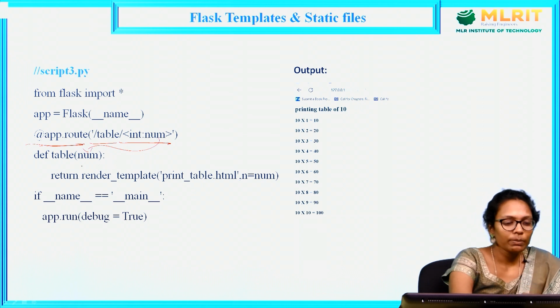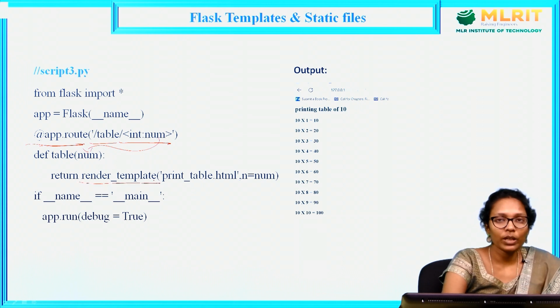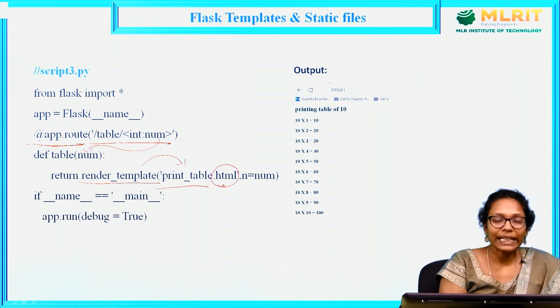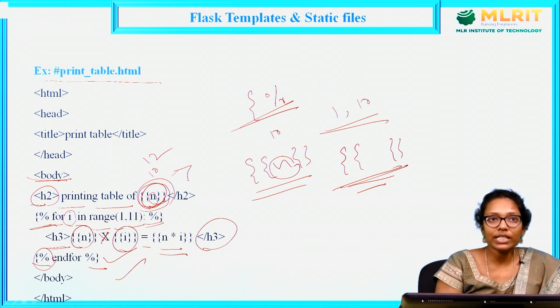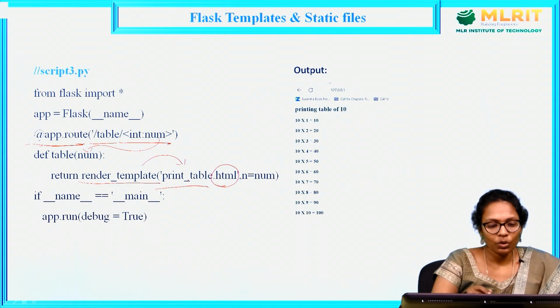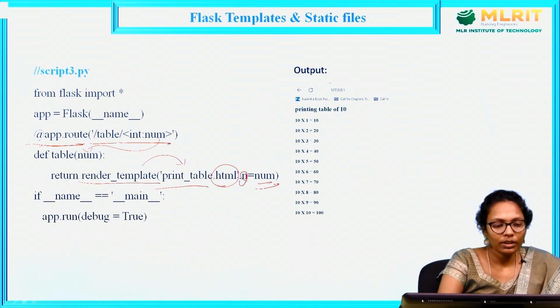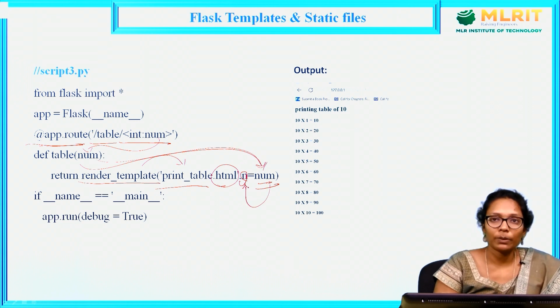So what this table method is doing, it is render_template. It is calling the HTML file. It is including the HTML file. What is that HTML file name? print_table.html. But what that file needs, it needs the n value. So in this program, we have used n value, but which is an unknown value. So that should be passed by the Python file. So n is equal to the number. So whatever the number is there, that I am passing, and there it will work as a variable called n.